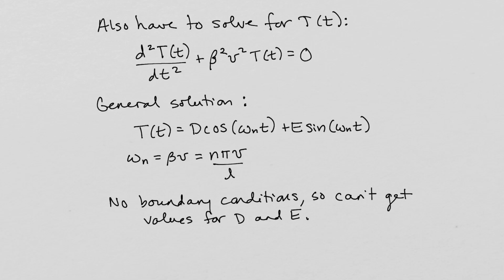Okay, so our next step, if we are comparing to what we did for the x part of our wave equation, we would apply boundary conditions to try to get some values for those d and e coefficients out here, but in the time domain, we don't have any boundary conditions, so we can't get the values for our d and e, so we're just going to leave them there as is.